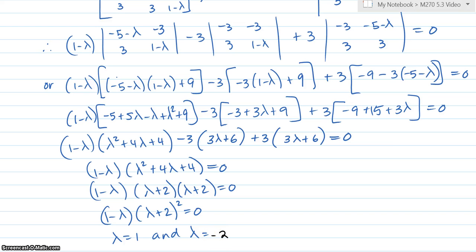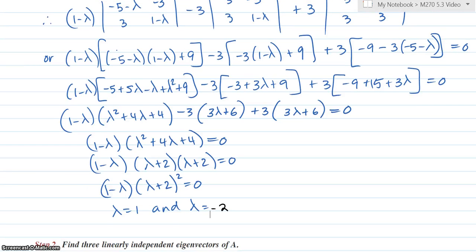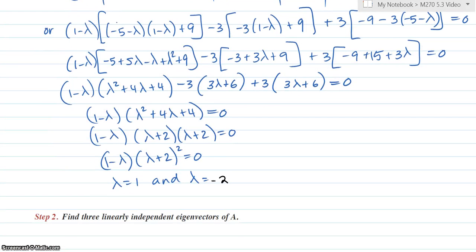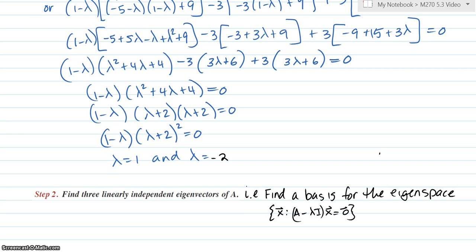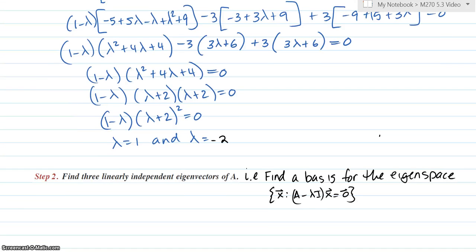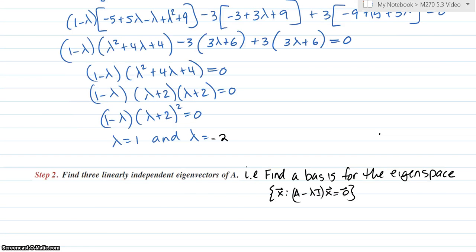Lambda equals 1 and lambda equals negative 2. Lambda equals negative 2 has multiplicity of 2, so we know that they're not distinct. So is it going to work? Let's see if we can find 3 linearly independent eigenvectors. And we can try doing that by finding a basis for the eigenspace and seeing what happens.